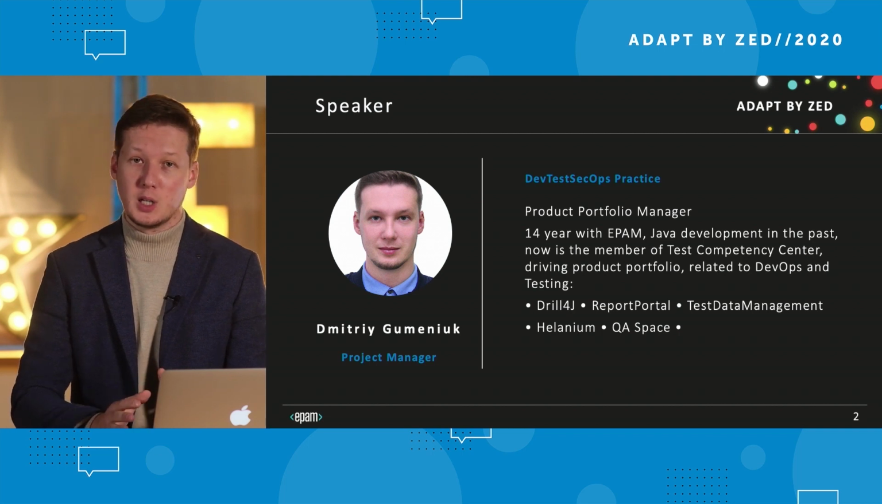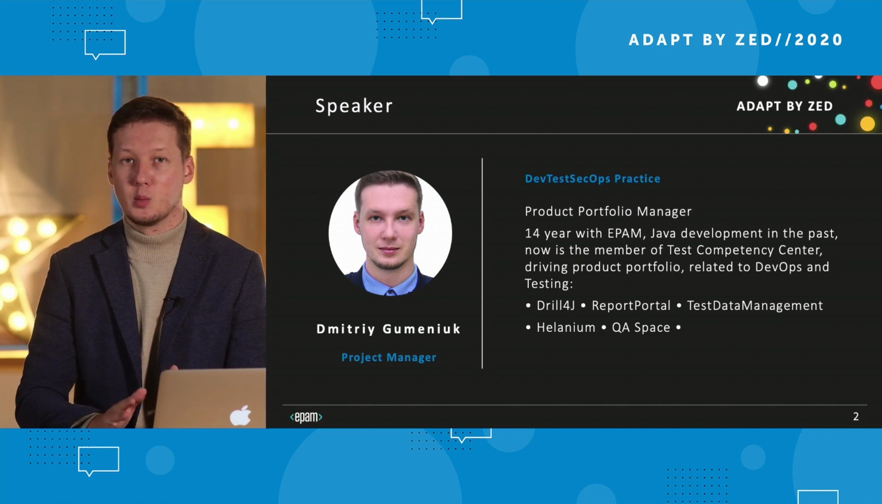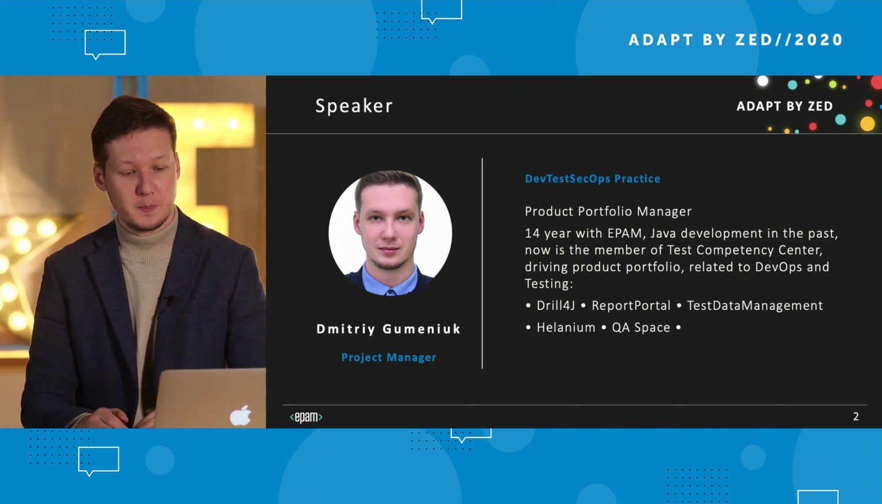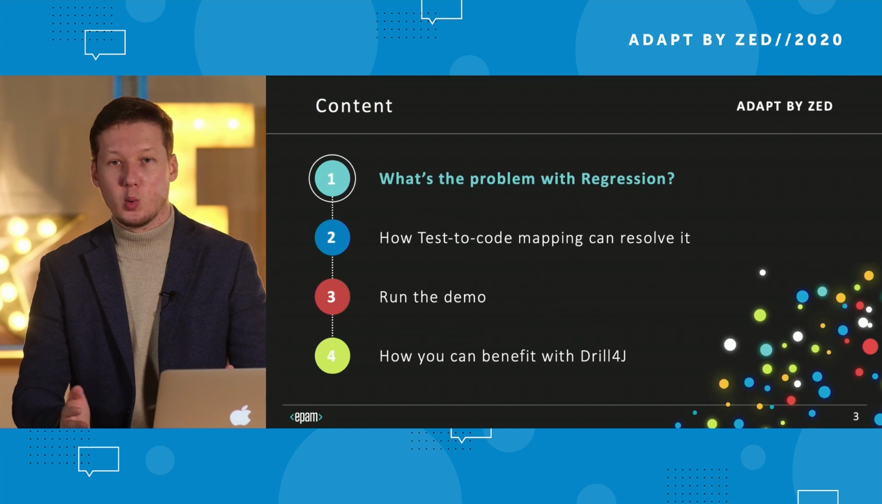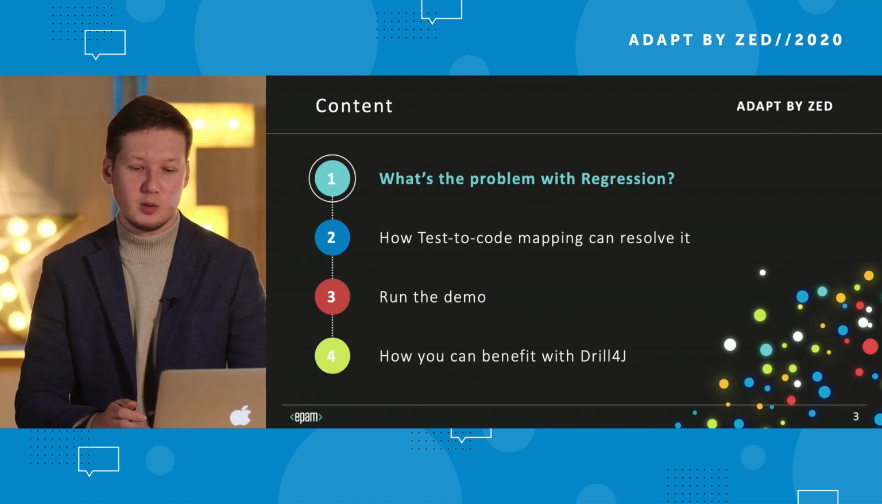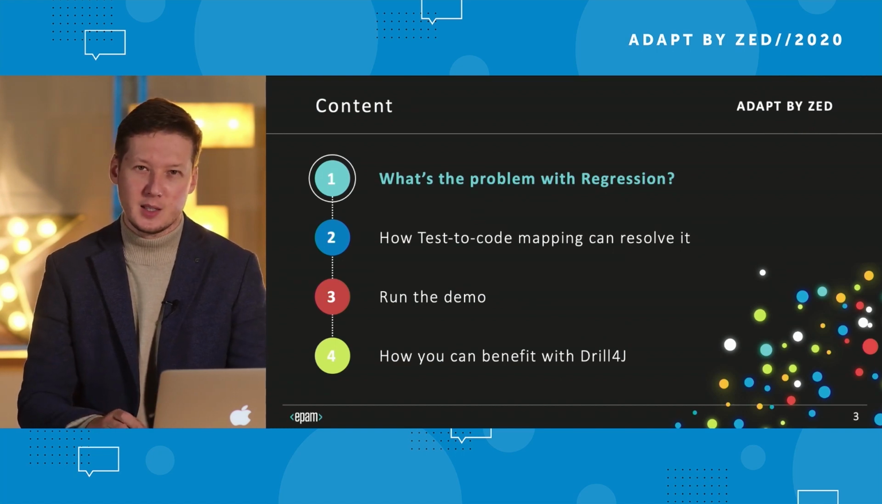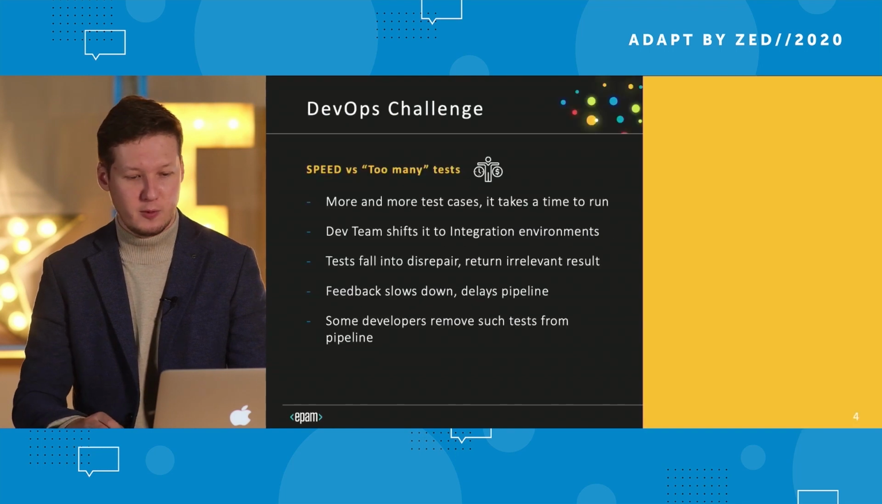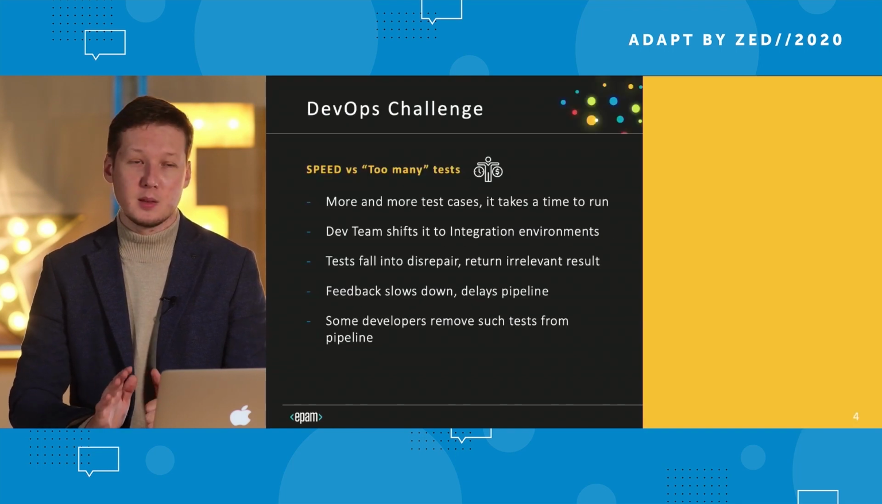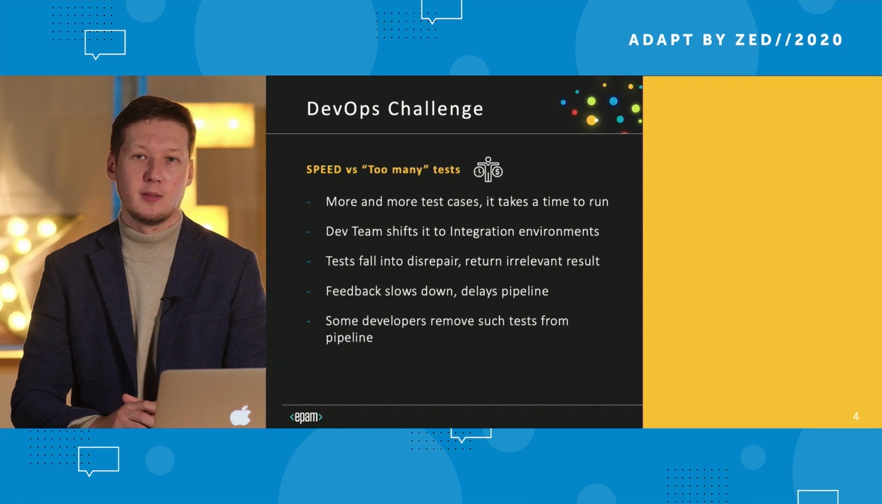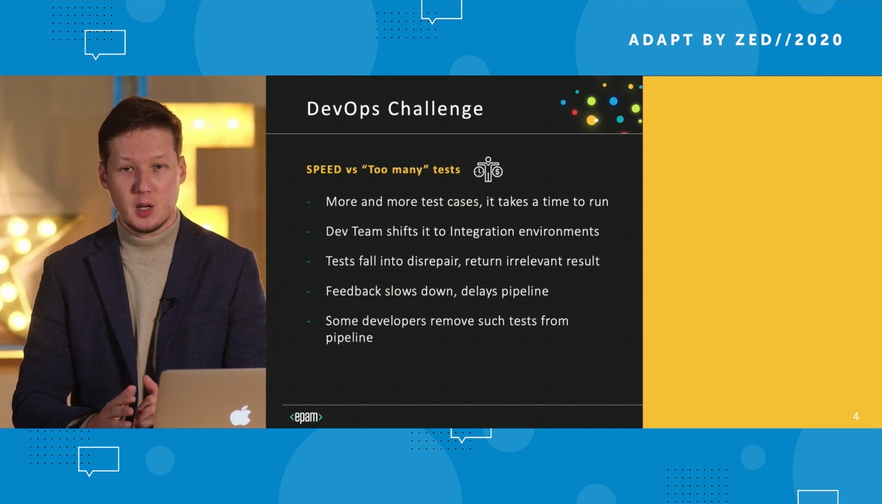So today we will speak about regression and how we can minimize it with value, and how you can benefit from it. So the question is, what's the problem with regression? Why do we need to minimize it and spend time on it? The main issue and the main challenge we have in DevOps is actually speed.